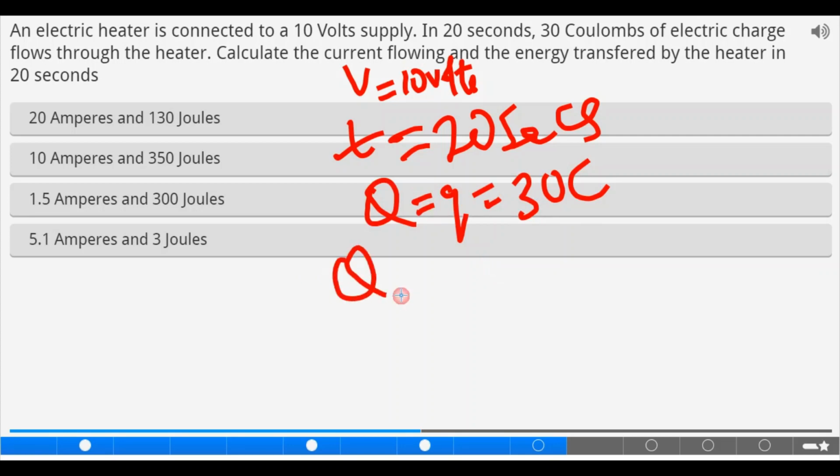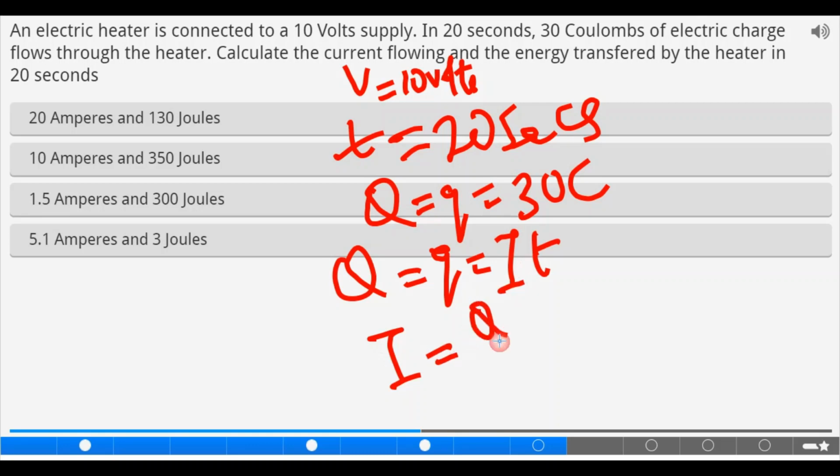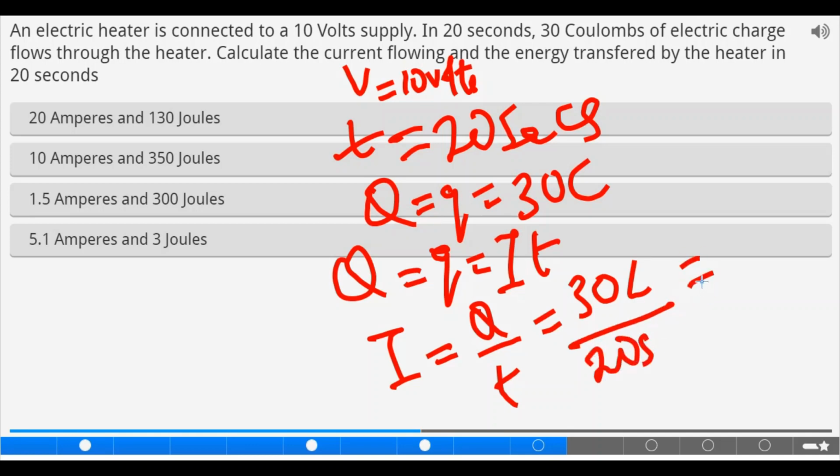Don't forget that Q is equal to what? Q is equal to IT. So our I now will be what? Q over T. Q is 30 coulombs divided by time, 20 seconds. And that gives coulomb per second, also known as ampere. 30 over 20 will be 1.5 ampere.